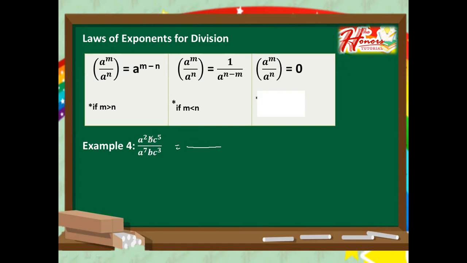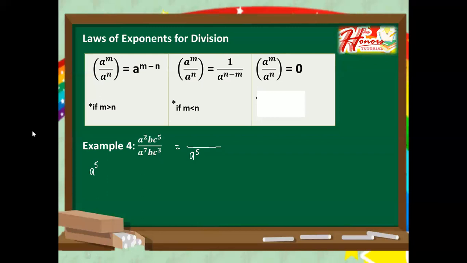Subtract the numbers, though 2 is less than 7. So 2 minus 7, that's 5. It should be a raised to 5, right? Where would I put a raised to 5? You should put it here in our denominator because 7 is greater than 2. That's the concept behind that. Put the difference on the bigger exponent's place.